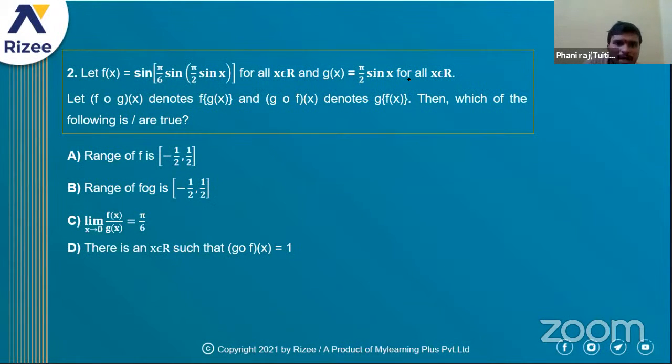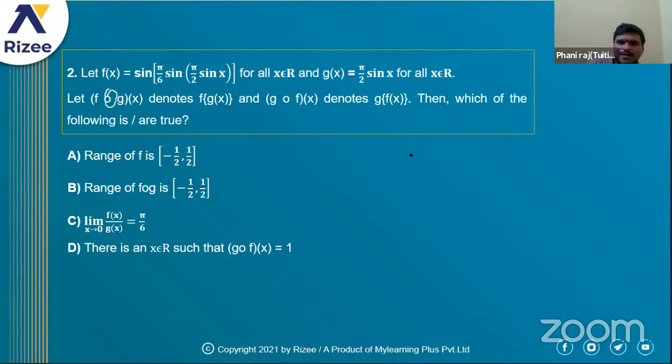Next question. f of x equal to sine of pi by 6 into sine of pi by 2 into sine x for all x belongs to R, and g of x equal to pi by 2 sine x for all x belongs to R. Let f of g of x, that's the notation for composition, and g of f of x is again a composition. Which of the following is true? First you should find the range of f, g, and the limit as x tends to 0 of f of x by g of x.